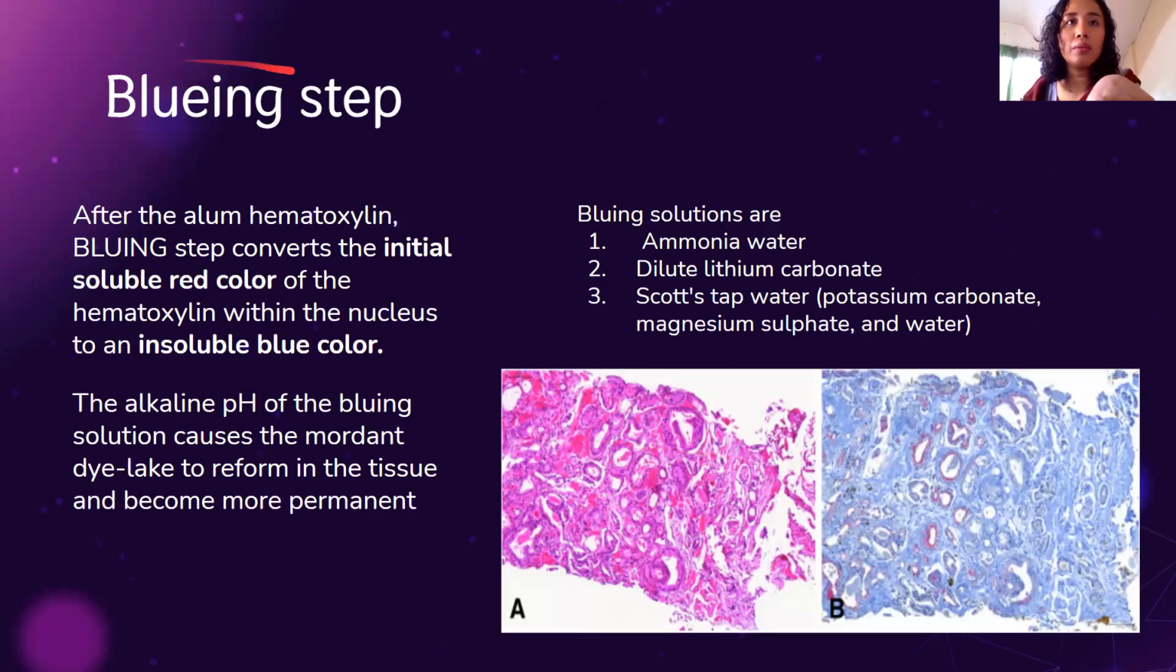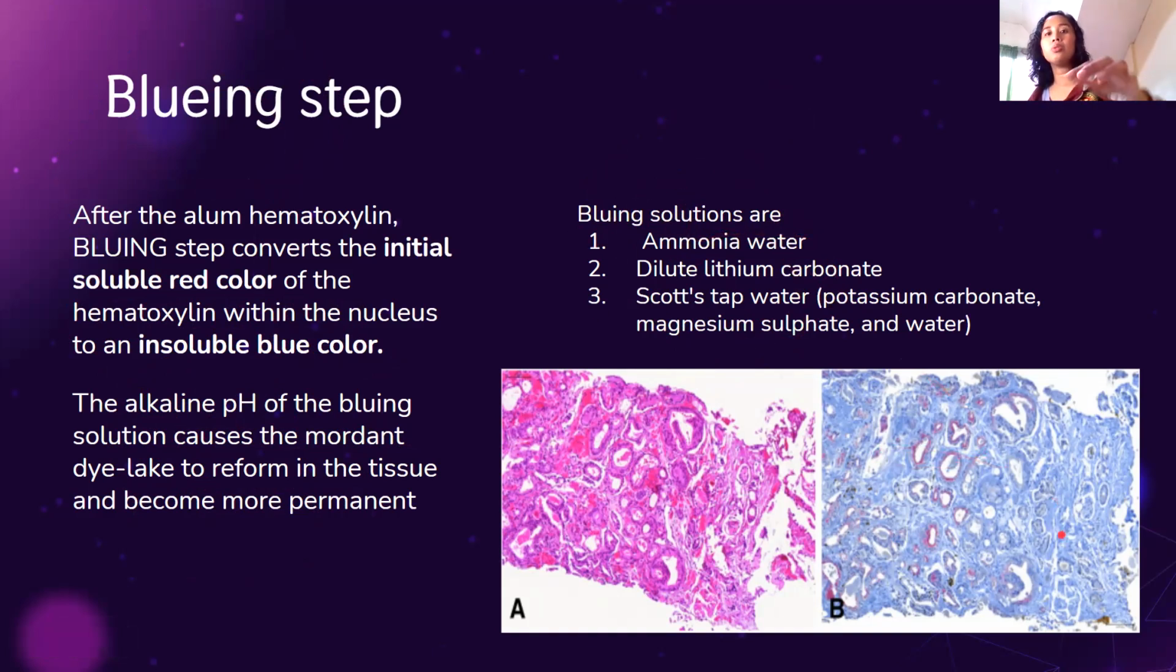So, yun nga, sabi ko, para maging permanent yung color ng nucleus, kailangan ng bluing step after using alum hematoxylin. So, we convert the initial soluble red color to blue color, okay? Because this blue color is more permanent, okay? So, how does bluing step happen? We add an alkaline pH substance, okay? Para mag-form yung dye lake, kailangan ng bluing solutions. So, these are slightly alkaline in pH.